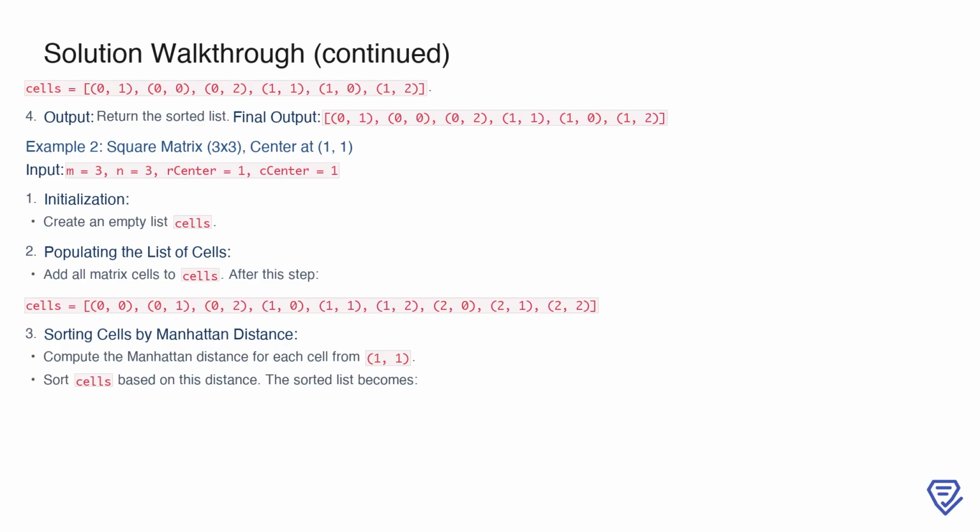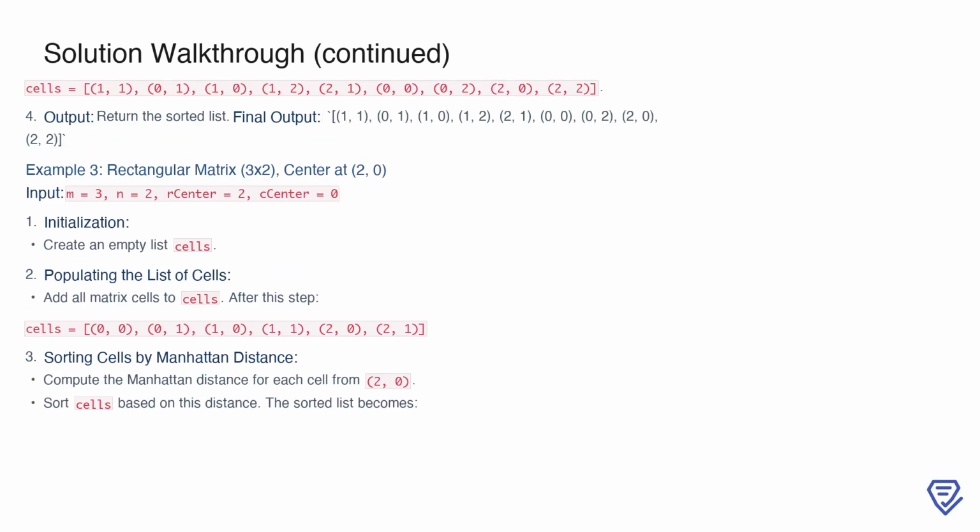Moving on to a square matrix example, consider a 3x3 matrix with the center at 1, 1. Again, we start by initializing an empty list cells and populate it with all the matrix coordinates. After adding all the cells, the list becomes 0,0; 0,1; 0,2; 1,0; 1,1; 1,2; 2,0; 2,1; 2,2. Once we have all the cells, we calculate their Manhattan distances from the center, 1, 1, and sort them accordingly.